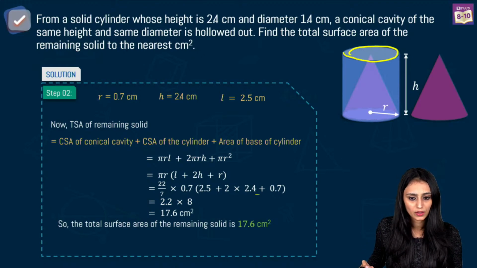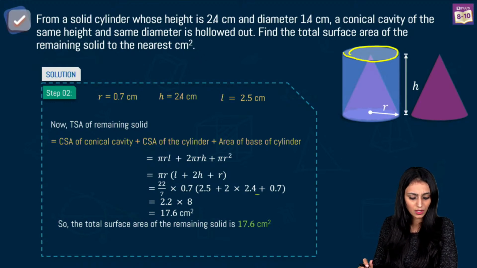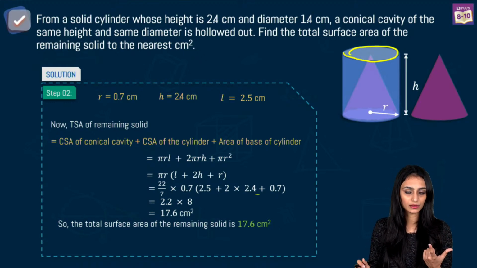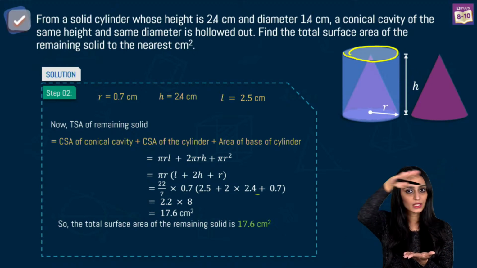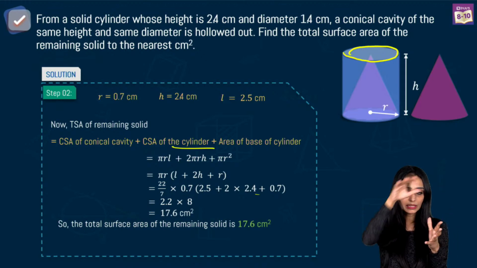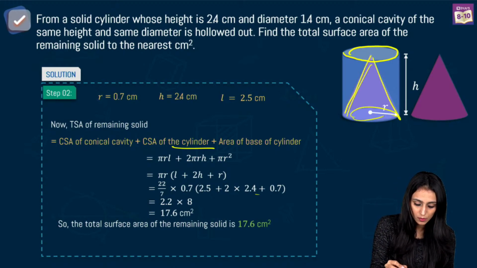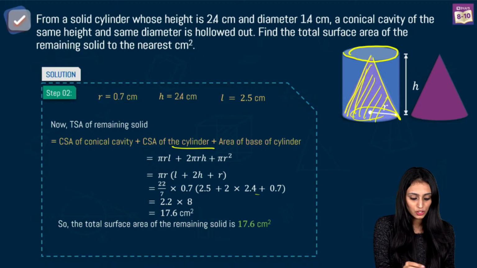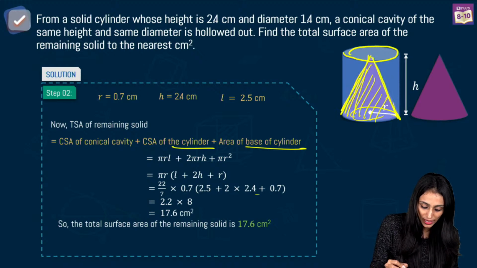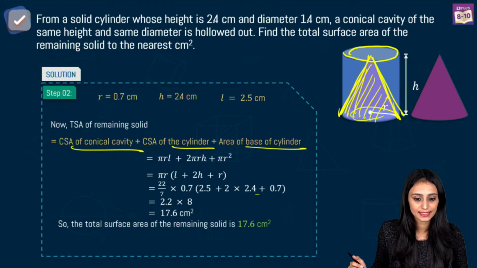Ankita, ma'am, why we add this curved surface area? Okay. Why we are adding the curved surface area? So when you are saying curved surface area of cylinder, it doesn't include the top and bottom, correct? So that we have taken. What do we need? We need the top also, because when you hollow it out, this much part is removed, but still the top is there. So we have the area of one base of cylinder, and we need this surface as well. That's why we are adding the CSA of conical cavity. Varun, understood? Yes.